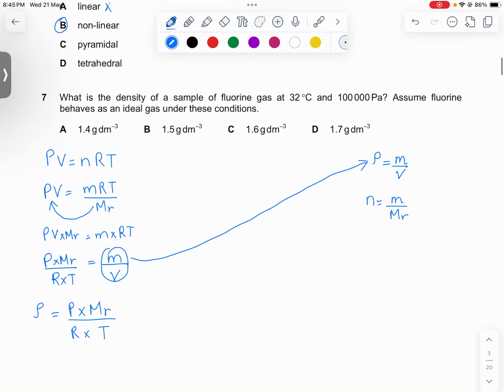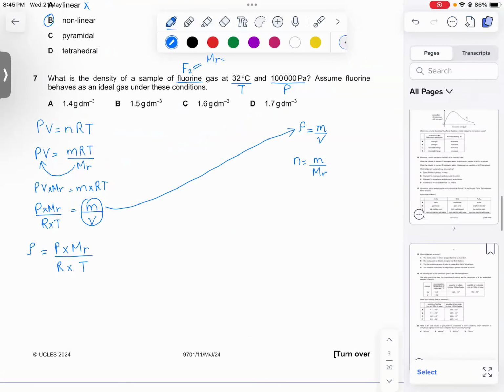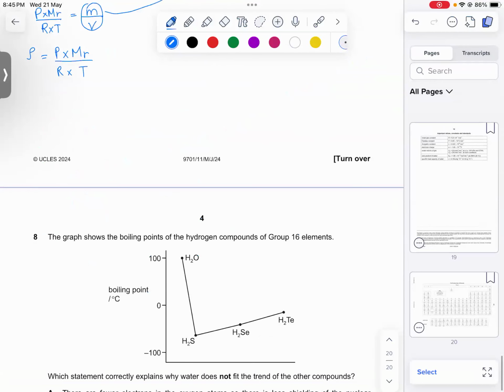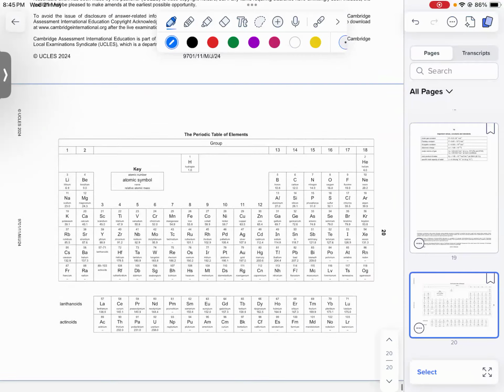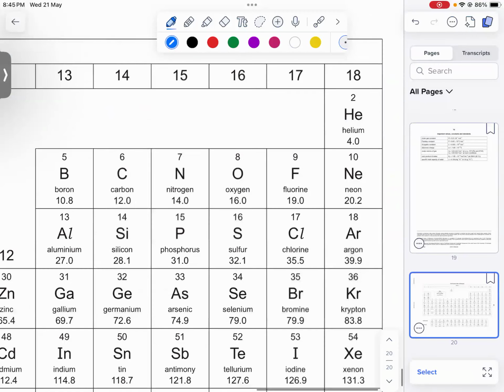Now everything that you need is in front of you. Look, you have been given the temperature, you have been given the pressure, you have been told that the gas is F2, meaning its Mr is obviously going to be twice the mass of a fluorine atom. You go to the periodic table and look at the mass of fluorine. The mass of fluorine is 19.0.